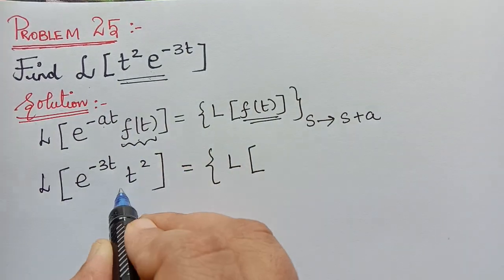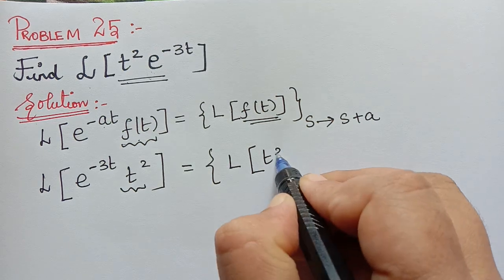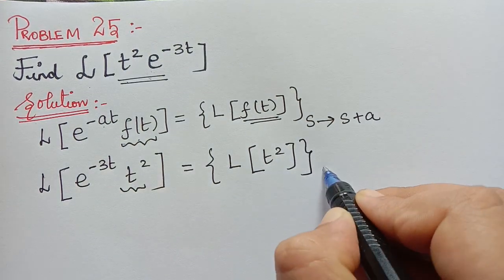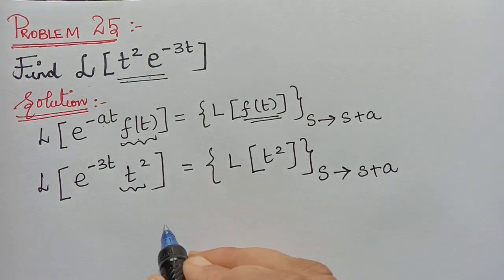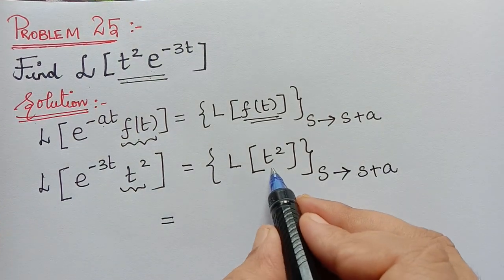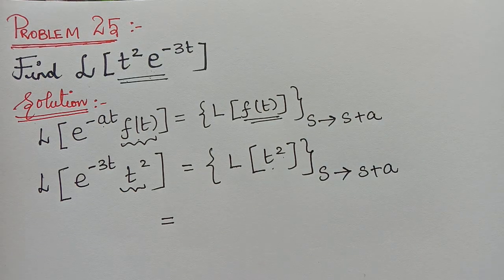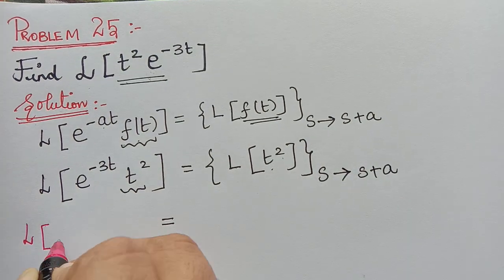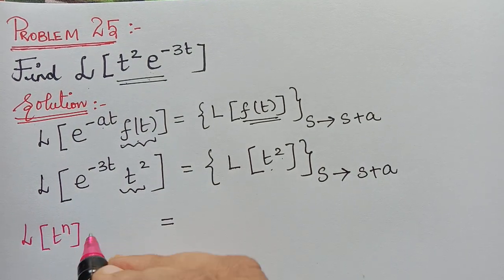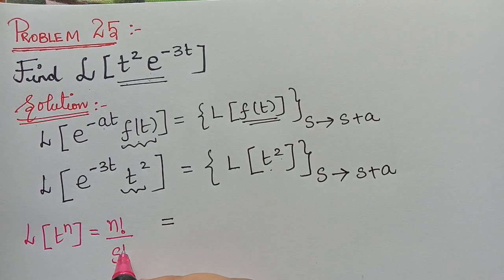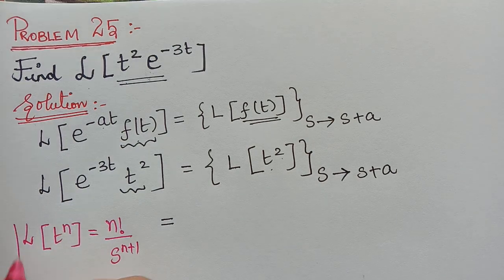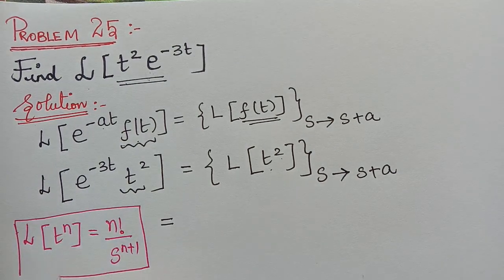What is f of t? It is t square. So Laplace transform of t square, where in the solution we have to replace s by s plus a. And so that is equal to, what is Laplace transform of t square? We know that the Laplace transform of t to the power n is equal to n factorial divided by s to the power n plus 1. So now we are going to apply this result over here.